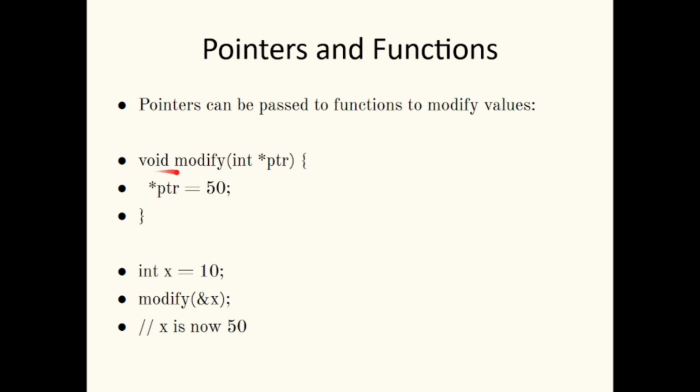First of all, look at this example: void modify, int pointer ptr, holding this value 50. And now x is 10. X is now 10, and now we know that the x value has been changed. Now it will check the address of this 10 and modify it, and x is now 50, and then it will fetch the address of the 50.